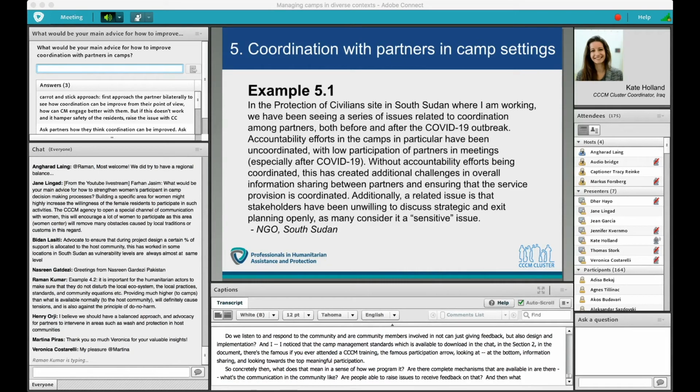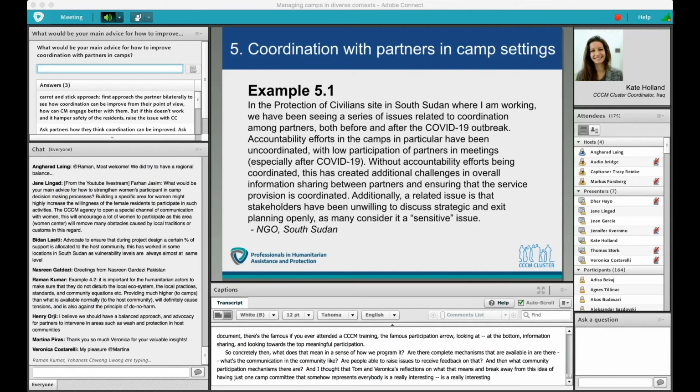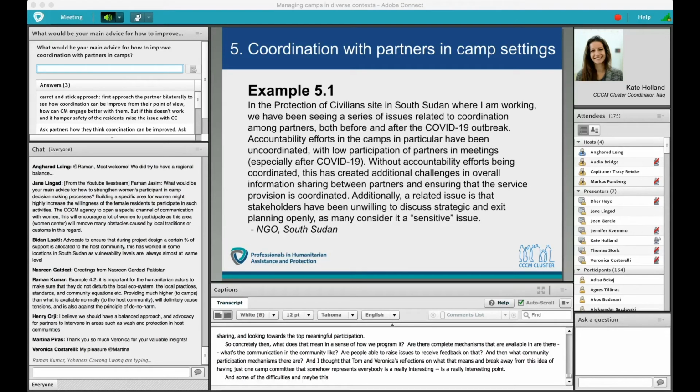I thought that Tom and Veronica's reflections on what that means, and trying to break away from the idea of having just one camp committee that's somehow representative of everybody, is a really interesting point. I think some of the difficulties, and maybe this is what the example is driving at, are in how we coordinate accountability as we understand it, as these practical program things: complaints mechanisms, how we transfer information, how we receive community feedback.